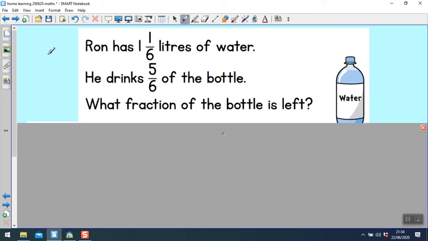Ron has 1 1/6 litres of water. He drinks 5/6 of the bottle. What fraction of the bottle is left? It's helpful here to turn 1 1/6 into an improper fraction. So imagine that 1 whole one is split into 6/6, plus you've got 1 more 6th. Pause the video while you write down your answer.